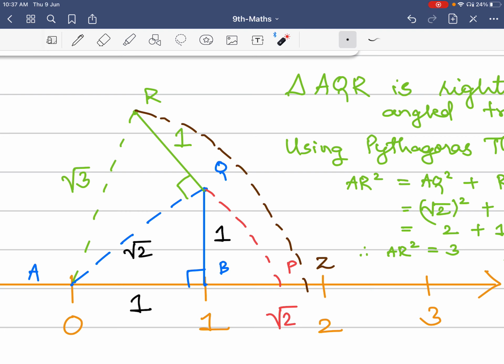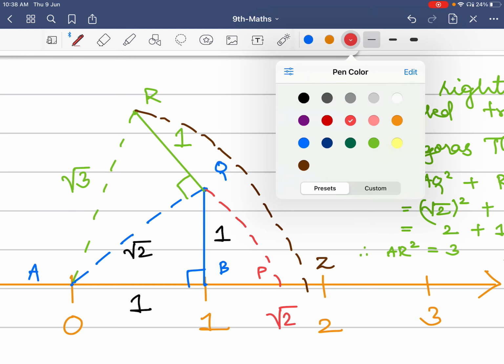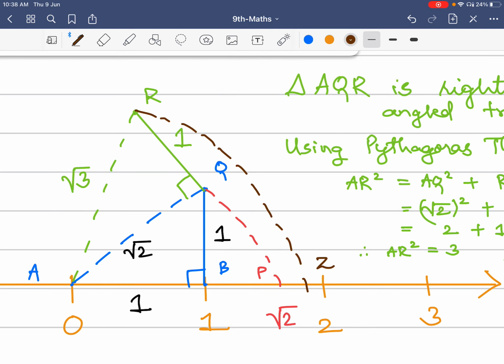This is my point P. Let me in fact erase this, and put the name here, P. So this is my point P here, which was root 2, and this is my point Z, which is going to be root 3, because AZ is going to be equal to AR by the definition of a circle. And thus I have my point root 3 here, again very next to root 2. So this is how you locate under root of 3 on the number line.